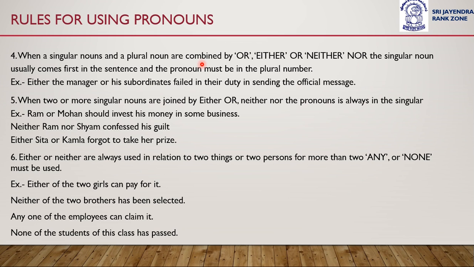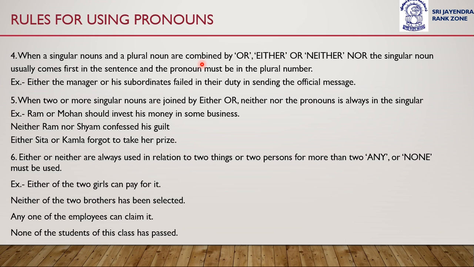Either or neither are always used in relation to two things or two persons; for more than two, any. So either and neither are used in relation to only two things or two persons. When we have more than two things or persons, we have to use any or none. Alright. For example, either of the two girls can pay for it. So we have used either over here because we are only talking about two girls.